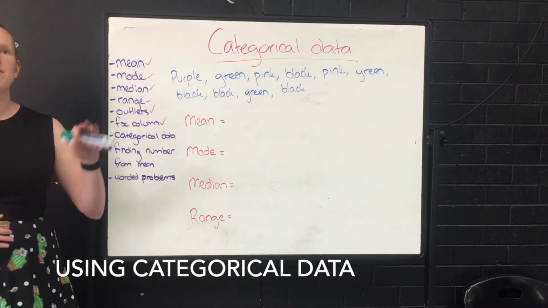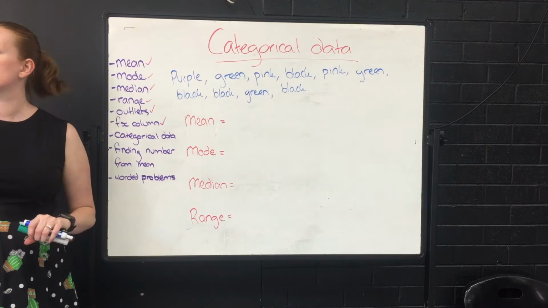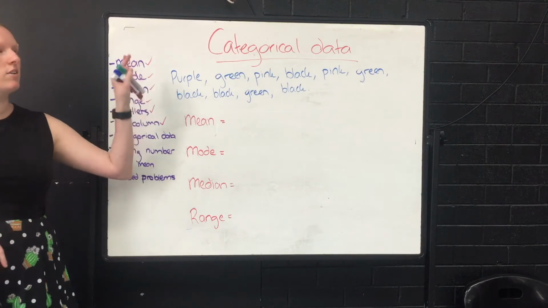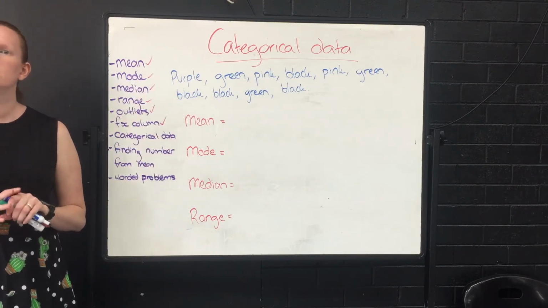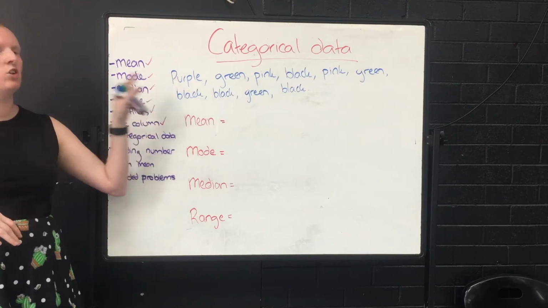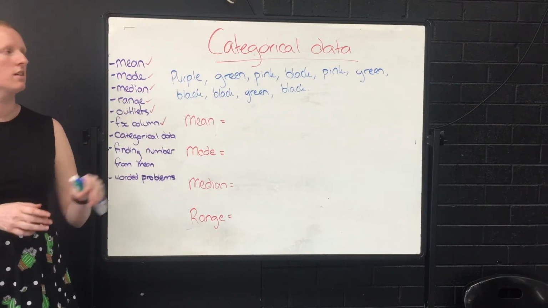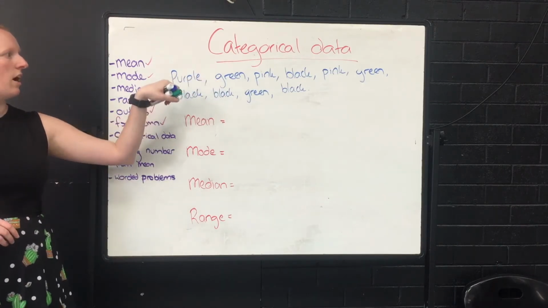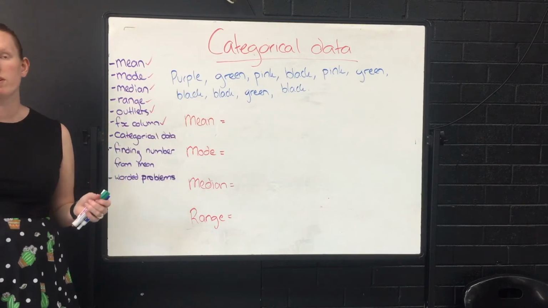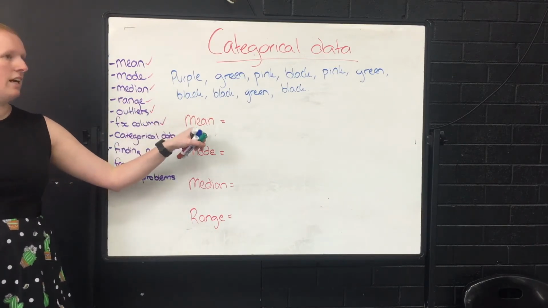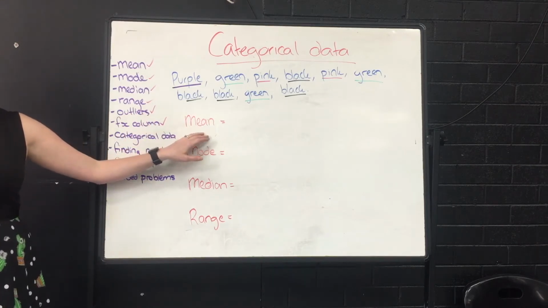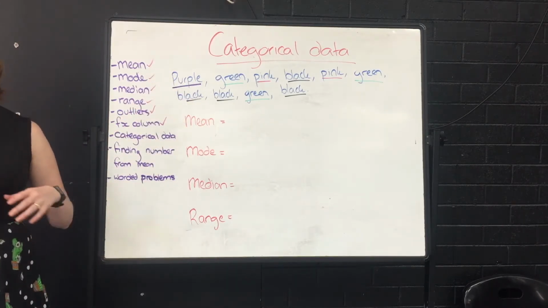What kind of data do I have on the board if it's words instead of numbers? Categorical. Awesome. The data I have on the board is called categorical because the alternative is numerical. Numerical is numbers. Categorical is categories, as in words. So here I've got a bunch of different words. People voted for different colours. And I want to see if I can calculate the mean, the mode, the median, and the range of these colours.